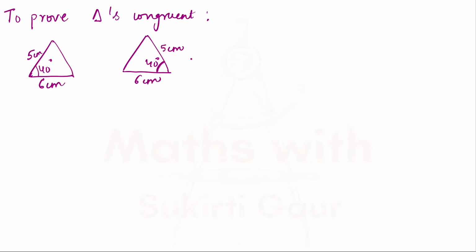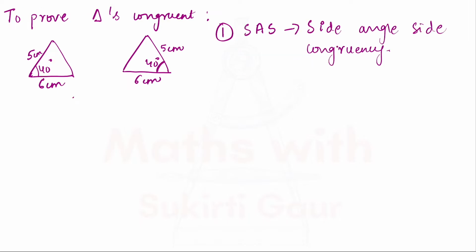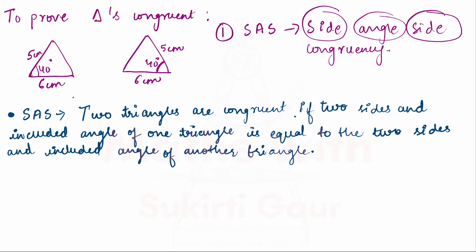So do I need only the sides to say that two triangles are congruent, or do I need only the angles to prove that both triangles are congruent? No, there are some certain criteria, that if we have two sides and one angle between them, then we can prove that the triangles are congruent to each other. This is a rule which says two triangles are congruent to each other if two sides and the included angle of one triangle are equal to the two sides and included angle of another triangle.